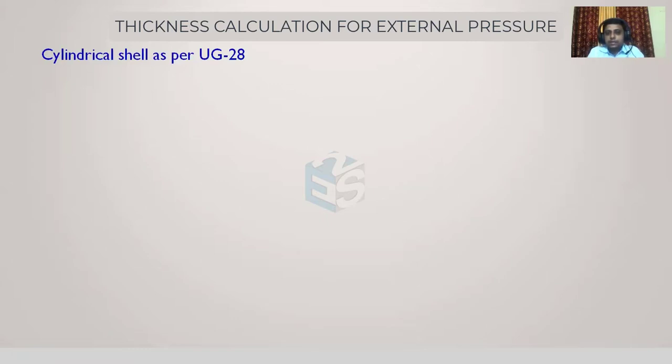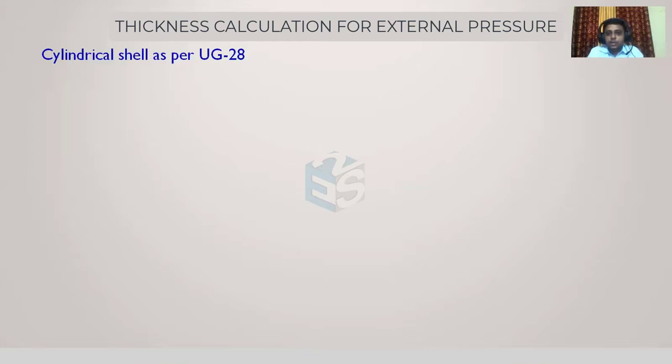And if factor A falls on the left-hand side of your temperature and material curve, in that case, we will not have any value for factor B. And in that case, we will calculate allowable pressure based upon factor A and the Young's modulus of elasticity, which we have taken from that external pressure chart only. With the help of this, we will calculate the allowable pressure, and that allowable pressure will be compared with design pressure. And if this allowable pressure is more than the design pressure, the design is true.